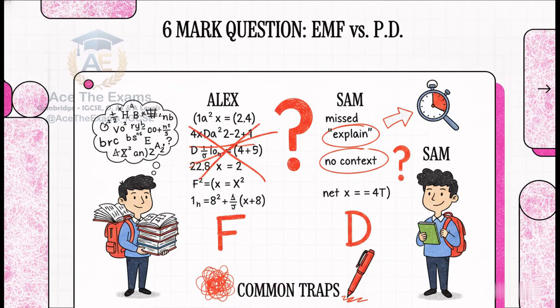Now, Alex is what we call the overloader. Alex has practically swallowed the physics textbook. They memorize every single raw physics fact, but when it's time to write, they just throw it all onto the page like spaghetti at a wall, with absolutely zero structural analysis.